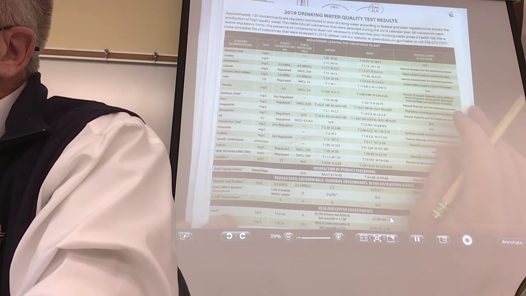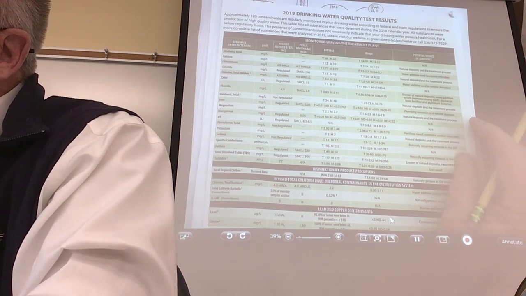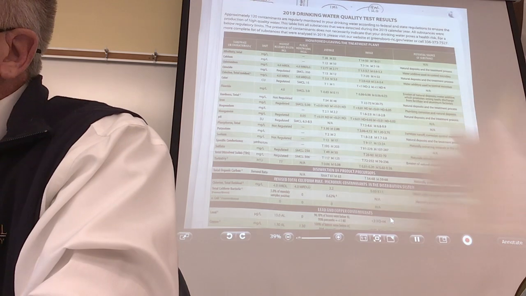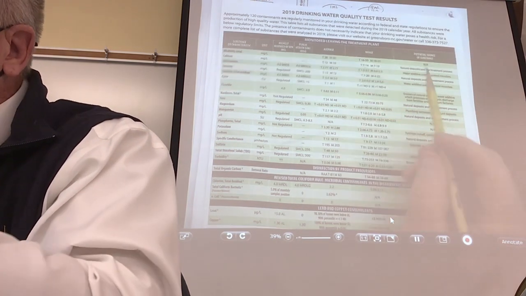Let's see. Do you see the acceptable level? Maybe the range. Yeah, they have to be within this range. I think this is the acceptable level, so they want it to be within that range.